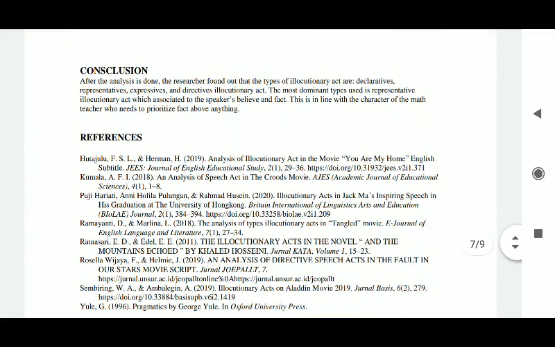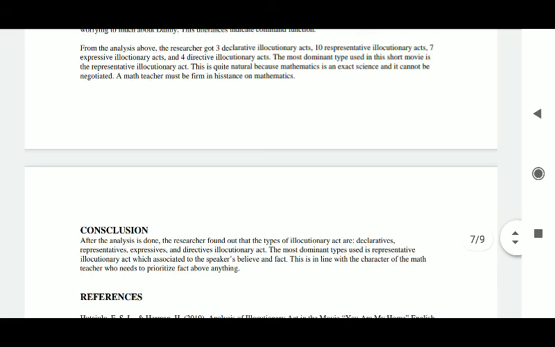The conclusion after the analysis is done: the researcher found out that the types of illocutionary acts are declaratives, representatives, expressives, and directives. The most dominant type used is representative illocutionary act, which is associated with the speaker's belief and fact, and this is in line with the character of the math teacher, who needs to prioritize fact above anything.